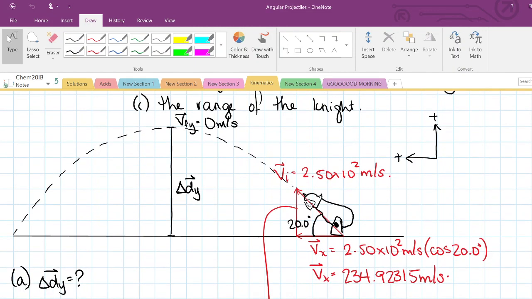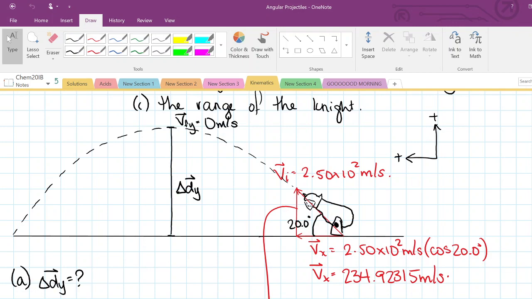Because the knight is launching it himself or herself at this angle, I know that there's going to be an x component and a y component to the knight's velocity, and I need to figure that out so that I can work with the two aspects of the knight's motion. So in the x direction, just like when we were doing 2D motion previously, this is my resultant vector, the knight's total velocity.